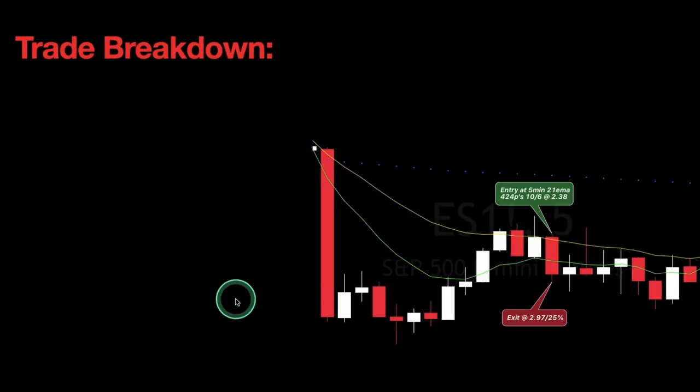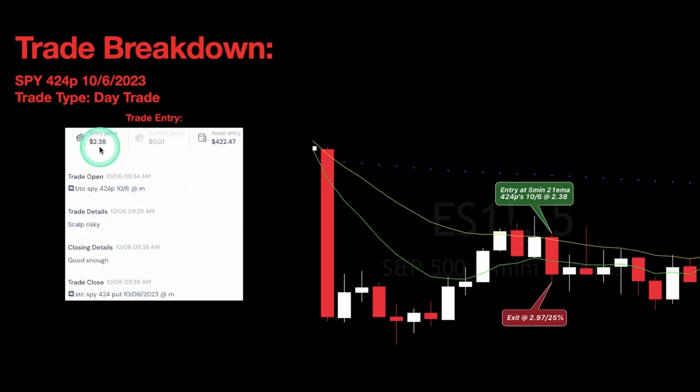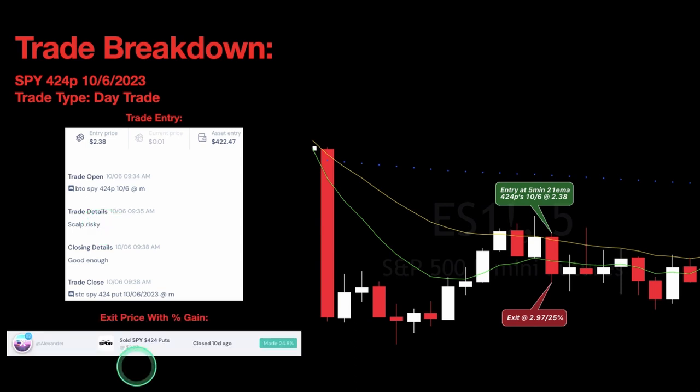All right, for another trade breakdown here, let's go over the SPY 424 put. This was on 10-6, and this was also a day trade. So our trade entry was at $238 a contract, so $238 a piece. We entered at $934. And it looks like I just marked this as a scalp. So I was looking to get in and out. Looks like we got a nice exit with a pretty nice gain, about 25%.